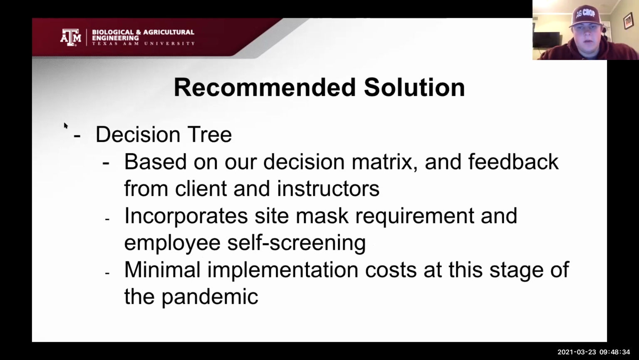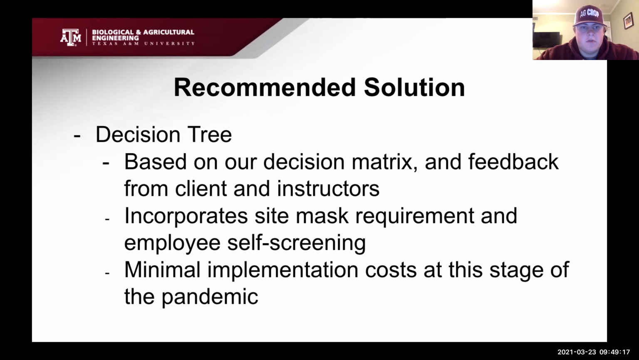Thanks. I'm Dylan Montgomery. I'm going to go over a little bit about our recommended solution that our team has come up with. So our team has come up with a recommended solution of decision tree, which was our first potential solution. We based this decision off of our decision tree and feedback that we received from our client and instructors after the last meeting. This decision tree will incorporate our site mask requirement and employee self-screening, which we had listed as our second and third potential solutions. We felt that from the feedback from our client that rolling all of these into one decision tree could really be more effective than just a standalone mask requirement or standalone employee self-screening.